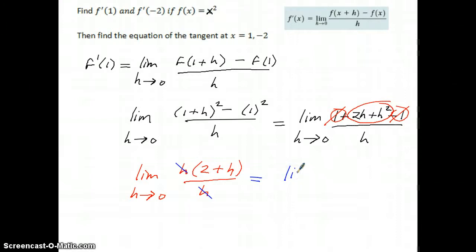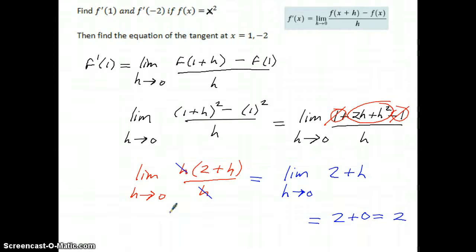And so what we're left with at this point is the limit as h goes to 0 of 2 plus h. And there's nothing we can do here to simplify except plug in h equals 0, and we see that the slope of our tangent line right at 1 is equal to 2. What the heck does that mean?